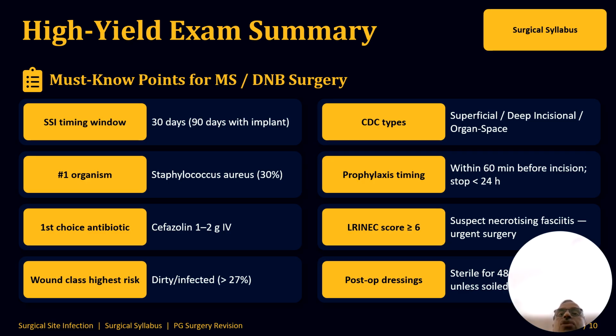The CDC classifies SSI into superficial incisional, deep incisional, and organ space. Prophylaxis timing: within 60 minutes before incision, the pre-op antibiotic should be given and preferably stopped after 24 hours post-op. With the LRINEC scoring system for necrotizing fasciitis, if the score is more than 6, then suspect necrotizing fasciitis, and the patient should undergo urgent surgery in the form of debridement and removal of all devitalized tissue. And for post-op dressings, keep the sterile dressings for 48 hours following surgery unless they are soiled or stained with blood products.